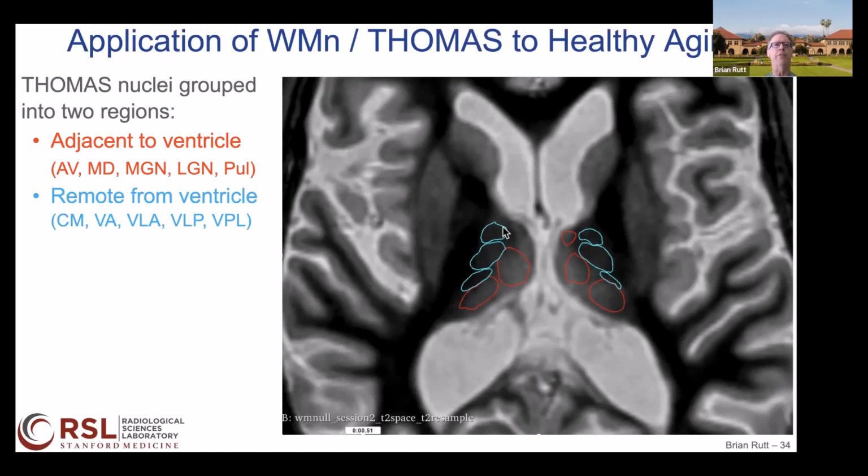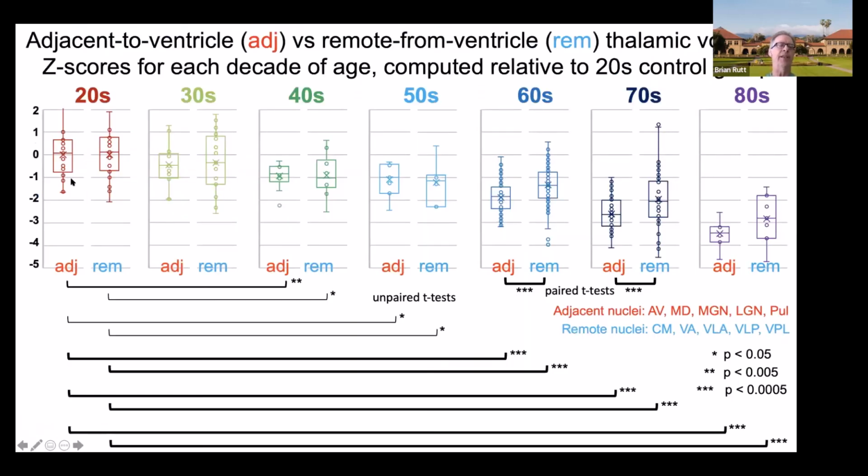If we look at atrophy according to this, split into these two groups and divided by decade across our subject population, first of all, we see the very strong atrophy over the age range, resulting in almost 4 standard deviations of fall off of volume by the 80s range. But in the 60s and 70s, and I would probably also in the 80s, we see a significant difference between adjacent and remote: more atrophy in the adjacent nuclei compared to the remote nuclei in the older age groups.